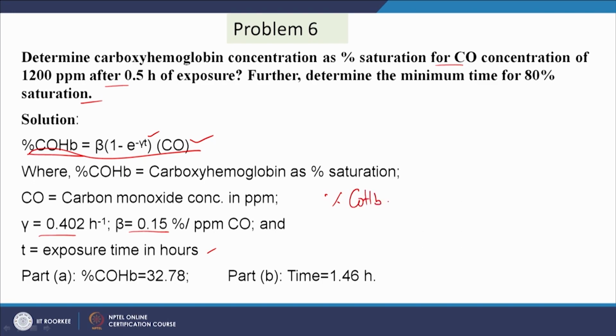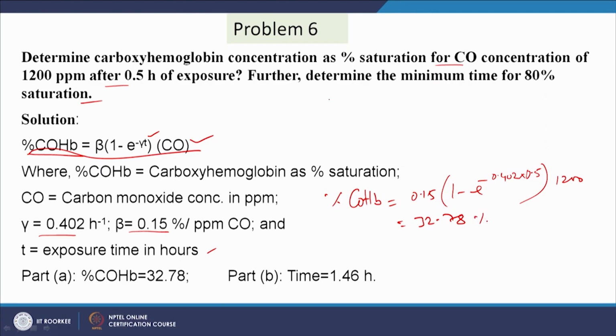So now if we put this formula here, percentage COHb equals 0.15 into 1 minus e to the power minus 0.402 into t, where t is 0.5 hour of exposure, into CO, which is equal to 1200. By this we will get the value of 32.78 percent. Now this is part 1.